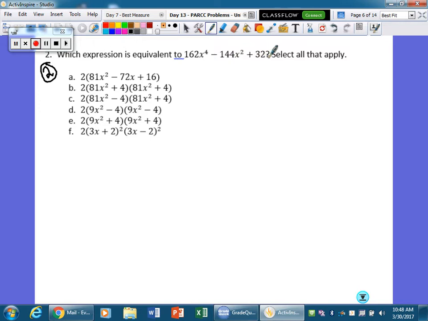Now, to get you started, we have 162x to the fourth, 144x squared plus 32. So I can't take any x's out because there's no x in the last term. So I need to take out my GCF first. And the GCF is not going to involve any x's. It's only going to involve a number. So I have to think about what number I can divide 162, 144, and 32 by. Now here's where the answer choices are going to help you out. They all took out a 2. So we're going to take out a 2.